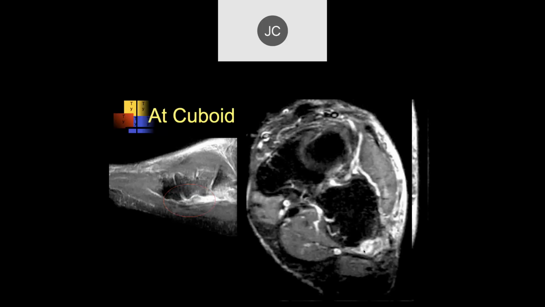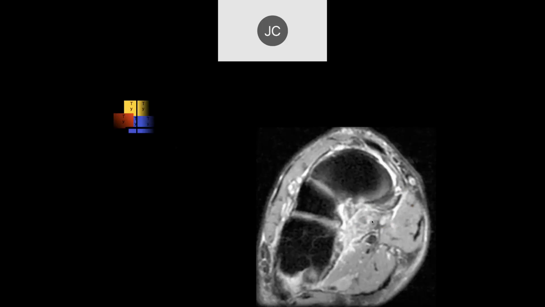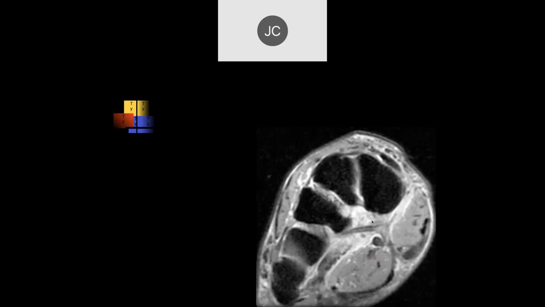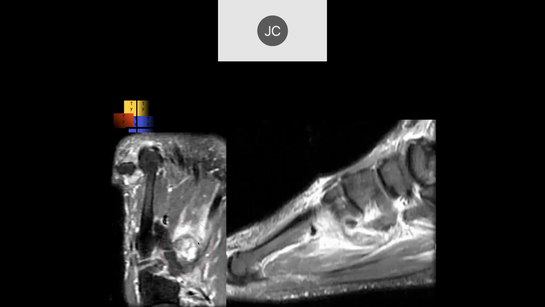We can come around the cuboid down and through there. And then this is actually at its insertion here, coming across in this area. We don't see it very well, and that's because it's very edematous in here. So that's distal disease, distal to the cuboid.